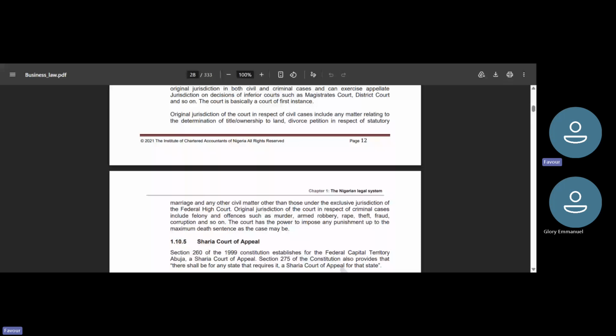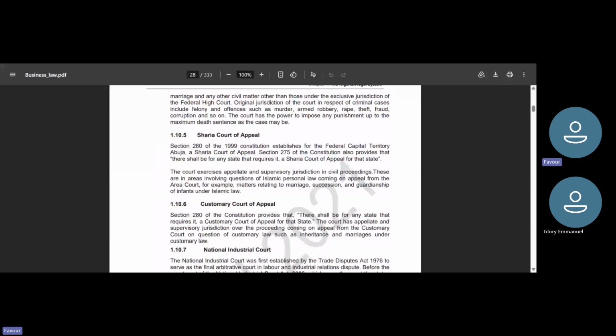Then we have what is called the Sharia Court of Appeal. Section 260 of the 1999 Constitution establishes for the Federal Capital Territory a Sharia Court of Appeal. Section 275 of the Constitution also provides that there shall be for any state that requires it a Sharia Court of Appeal. So while Section 260 established that of the Federal Capital Territory, Section 275 gave a clause that enables the establishment of a Sharia court for any state. It says for any state that requires it.